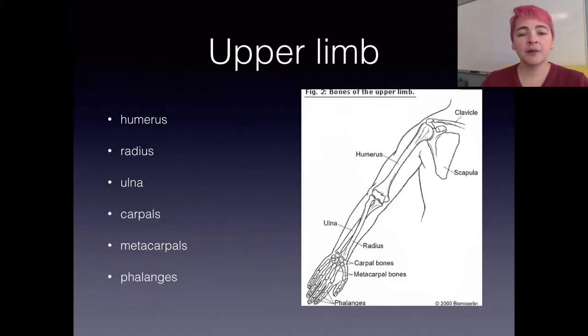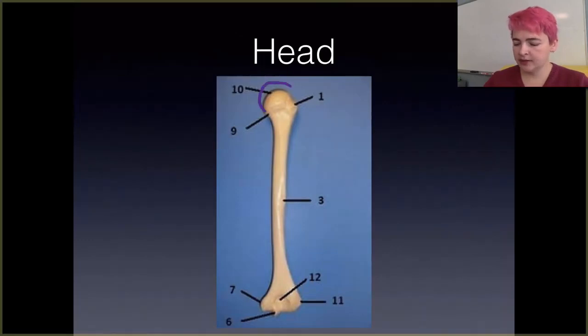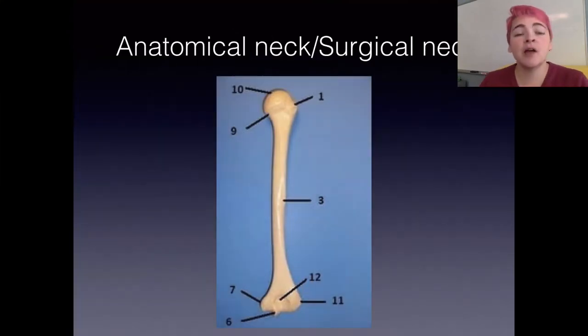Now looking at the upper limb, we've got the humerus, radius, ulna, carpals, metacarpals, and phalanges. The humerus is the upper arm. This articulates with the scapula and the clavicle. The head of the humerus is here. There are 2 necks on the humerus.